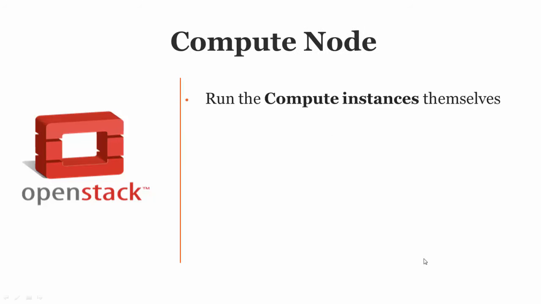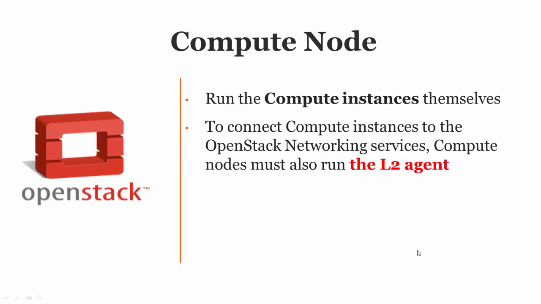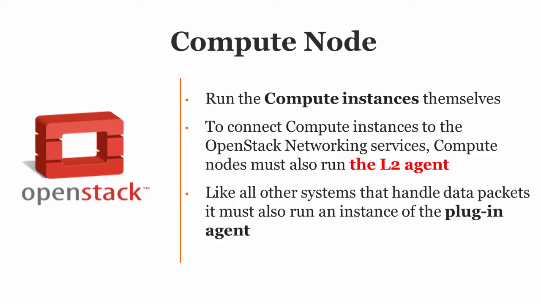Compute node runs the compute instances themselves. In chapter 6, I already showed you how to create these virtual machines on the compute service, Nova. The compute node connects compute instances to the OpenStack networking service. Normally, the compute node must also run the L2 agent. In this video, I will use Open vSwitch as the L2 agent on each compute node. The L2 agent normally just handles data packets. For this purpose, we need to run the instance with the plugin agent, normally this L2 agent.